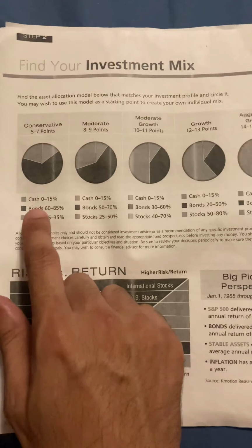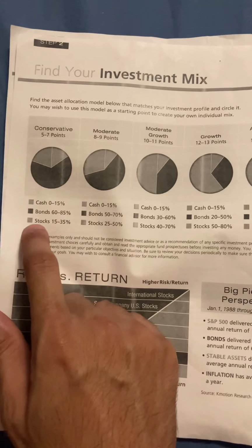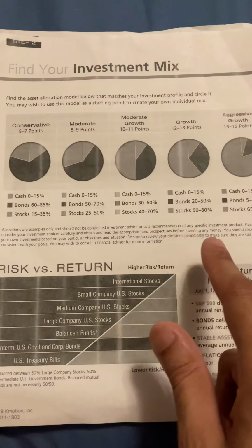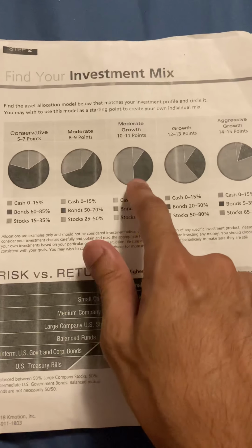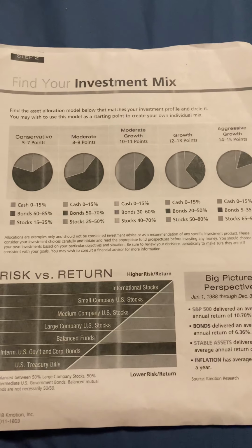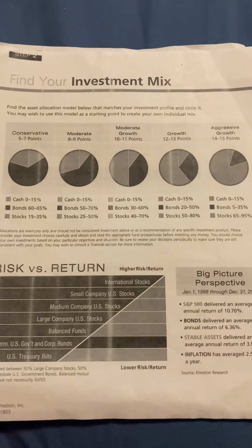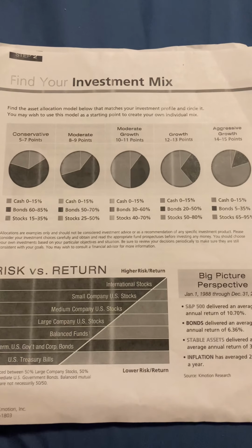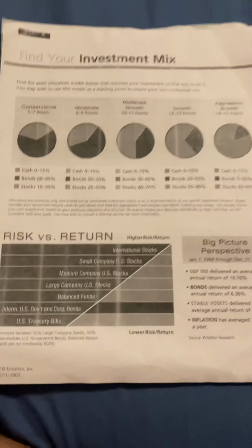For conservative, you want to have 0 to 15% cash. I think this is self-explanatory, and I hope you guys can see that, and you can see even the pie charts here. Giving you a few seconds to see that.